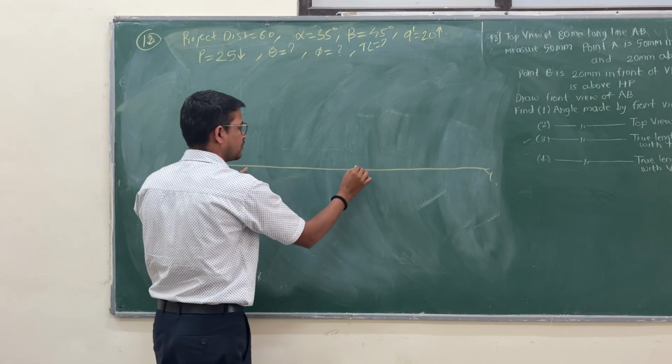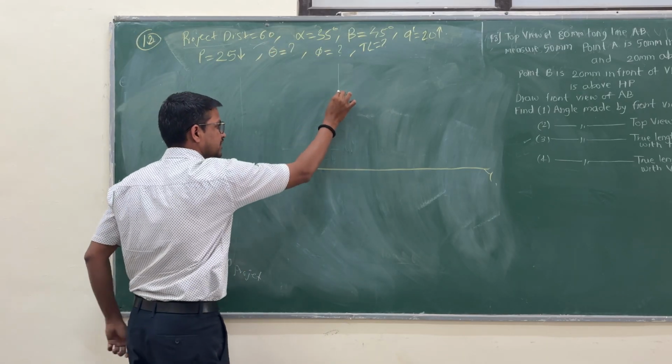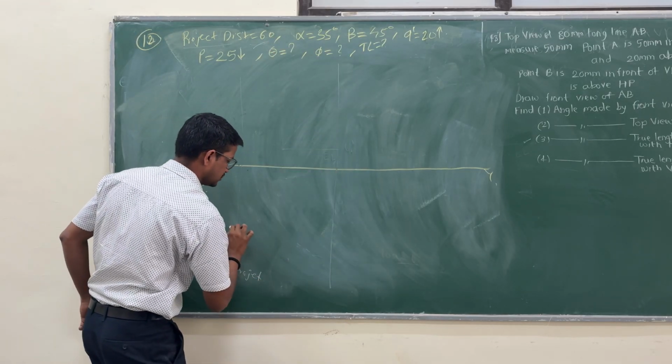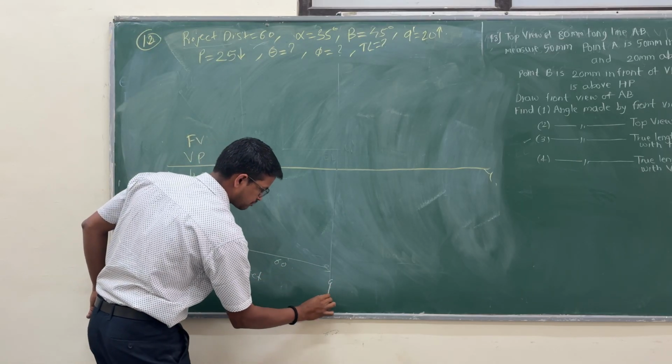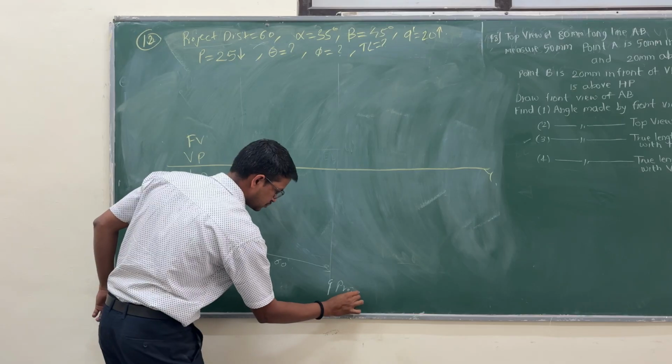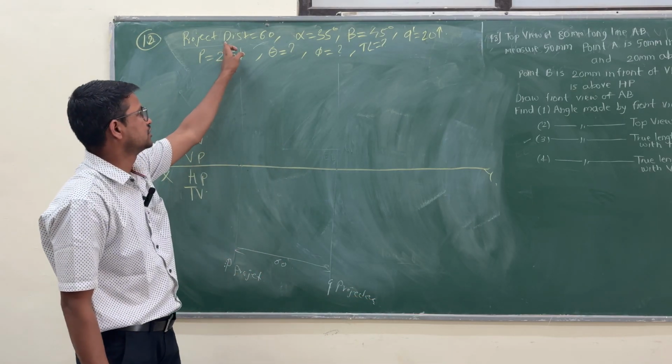And next projector I want. So the distance between two projectors is how much? 60. So here is 60 mm. So the distance between two projectors is 60 mm. And this is the projector of Q. So Q projector. Right. Now this position is completed.